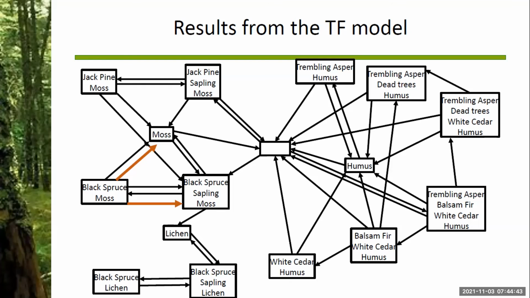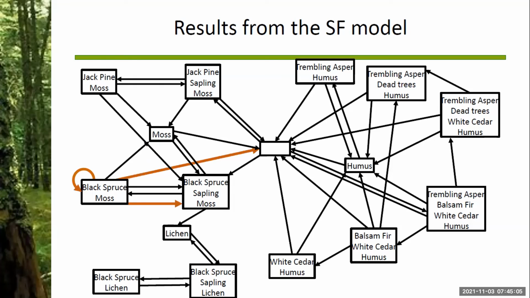And if you go in the state of black spruce sapling moss, you have some crown fire, you can go in the lichen state. And the lichen state is one of the tipping points, because you go in the black spruce woodland on lichen, and it's an irreversible state.